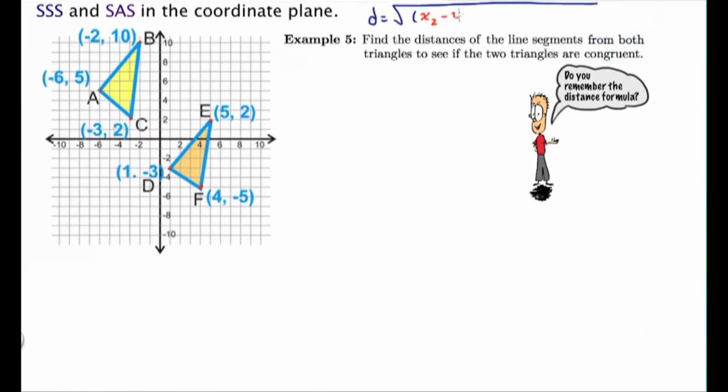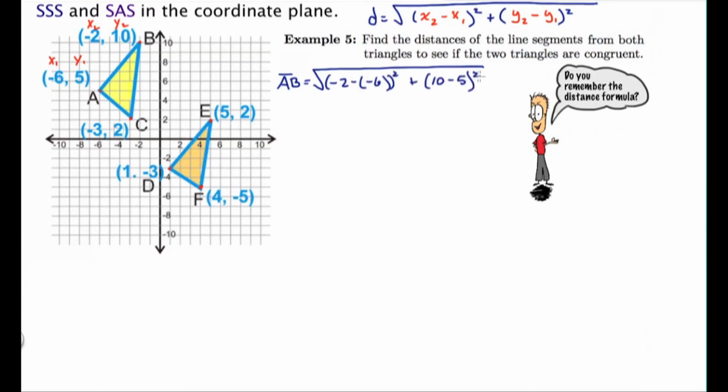Alright, last example, proving SSS and SAS in the coordinate plane. And we can do this by using the distance formula and comparing slopes as well. So what I'm going to do is mark x1, y1 as point A and x2, y2 as point B, and find the distance between the 2 points with the distance formula. So we've got a lot of practice doing this. Be careful about your substitutions and watch your signs. And end up getting root 41.